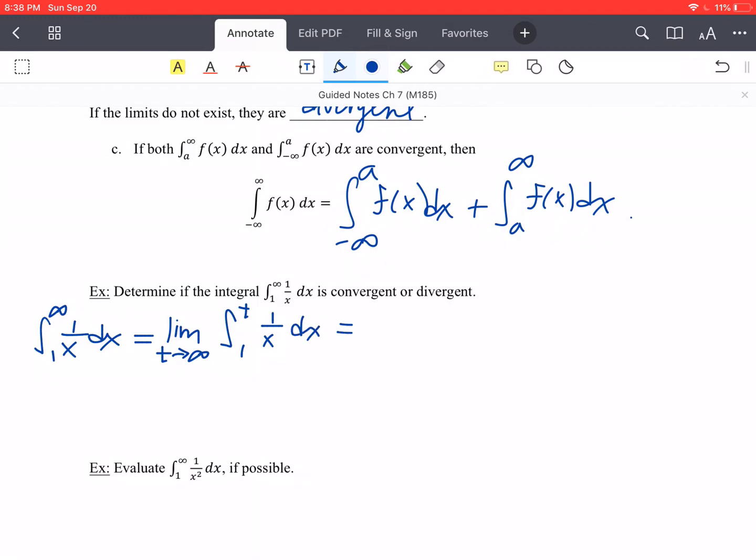Okay, and then the limit is just going to tag along here on the outside until we're ready to use it. So we have the limit as t approaches infinity of the antiderivative of 1 over x, which is the natural log of the absolute value of x. And then this is being evaluated from 1 to t.